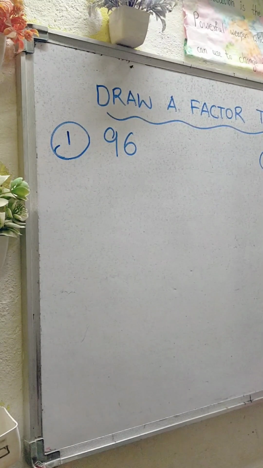So Meghna is having a doubt in how to draw a factor tree. Okay Meghna, so I have given two numbers on the board. You have to draw a factor tree for it. Okay, these questions are from your chapter 3, factors and multiples.